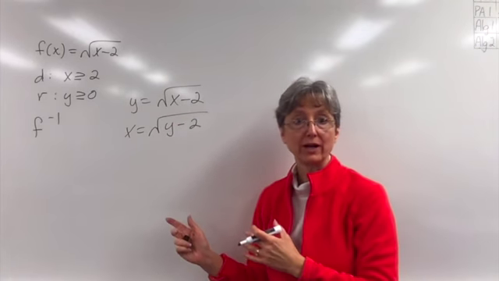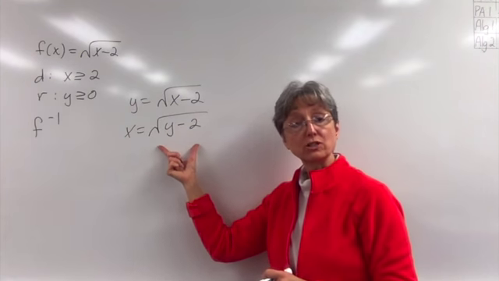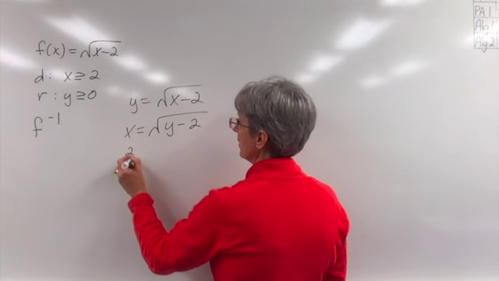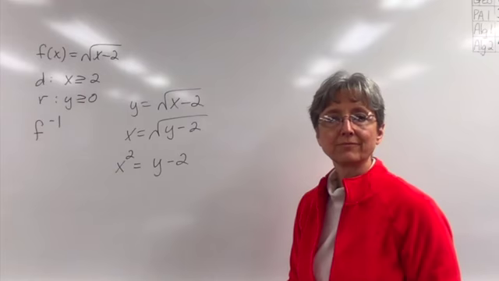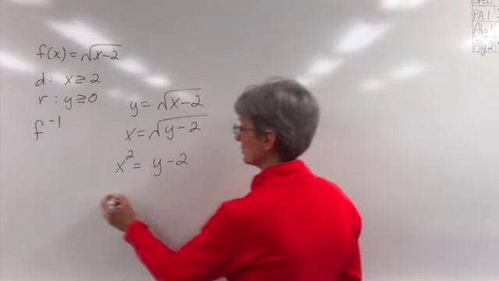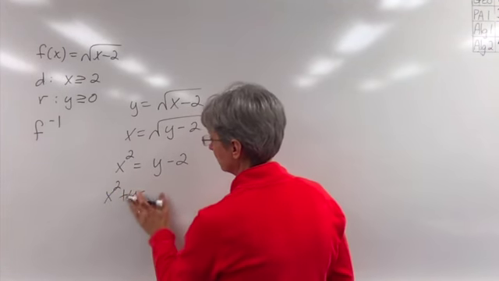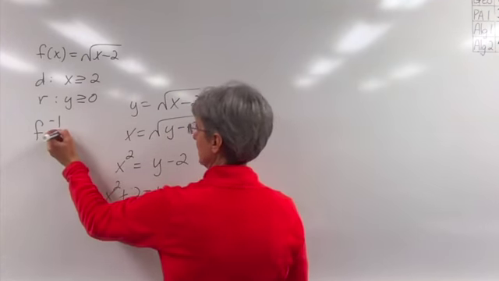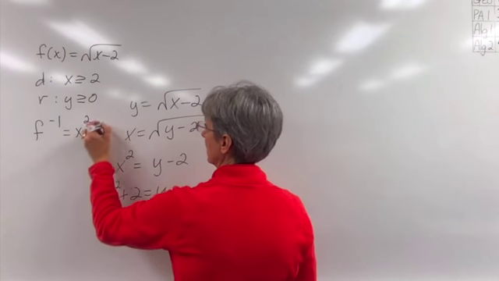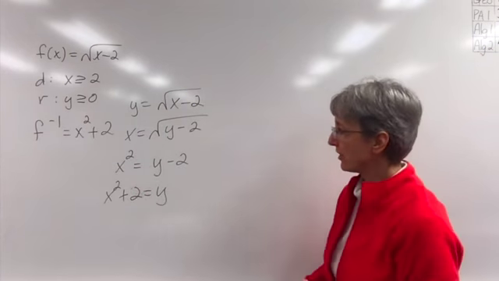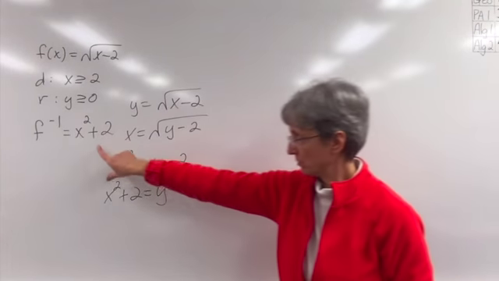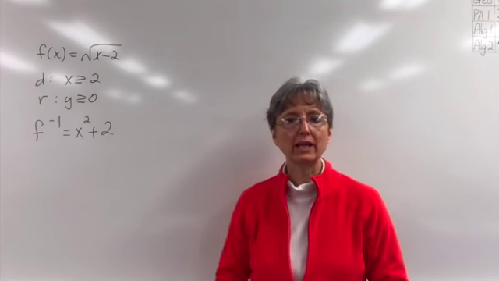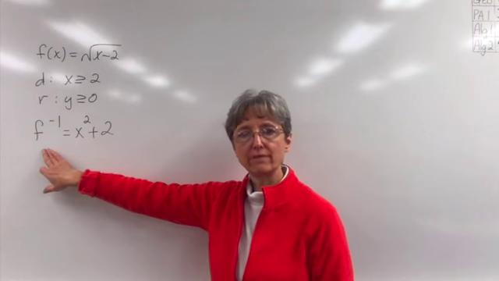Now solve for y. So my first step would be to get rid of this radical, undo the square root by squaring both sides. So x squared equals y minus 2. Add 2 to both sides, so x squared plus 2 equals y. So our f inverse is x squared plus 2. There's our inverse of f: y equals x squared plus 2. So now I want to find out what's the domain and range of my inverse of f.